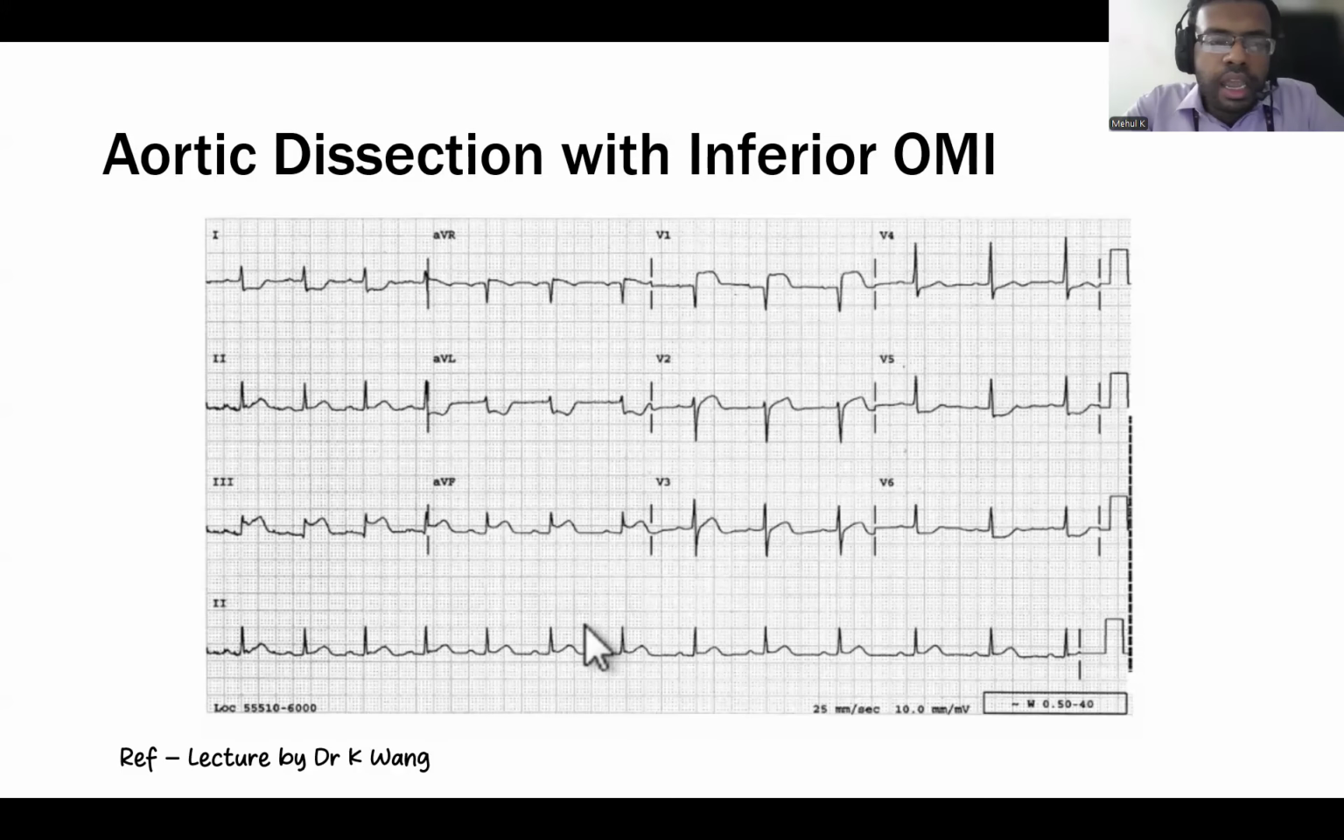ECG was done, and it looked like an RCA occlusion. So you can see ST elevations in II, III, and aVF, more in III compared to II, with ST depression in I and aVL, and ST elevations in V1 and V2, pointing to a pretty proximal RCA occlusion with significant RV infarction. So this actually turned out to be an aortic dissection.